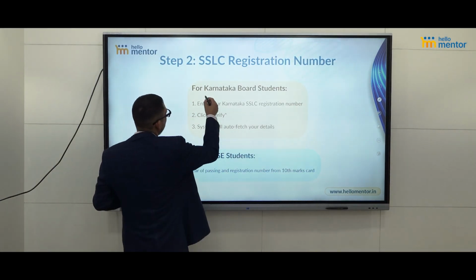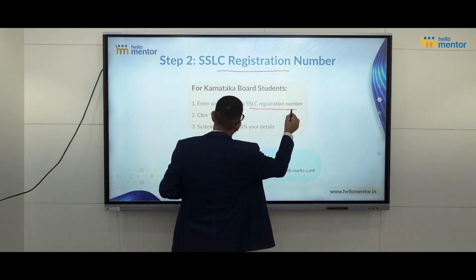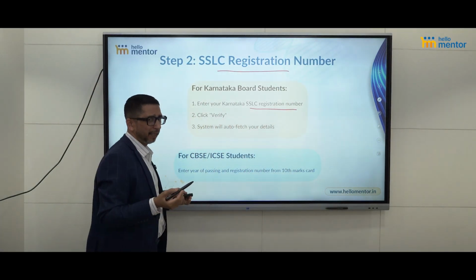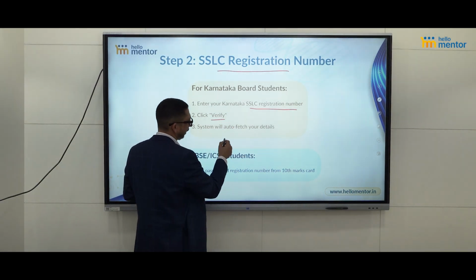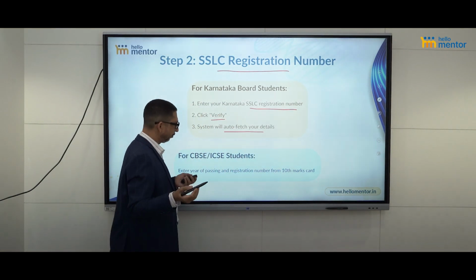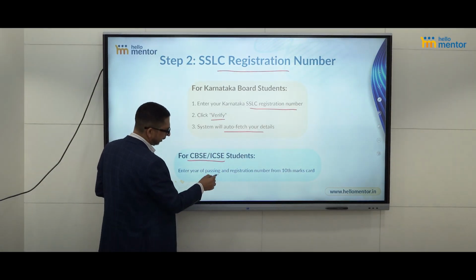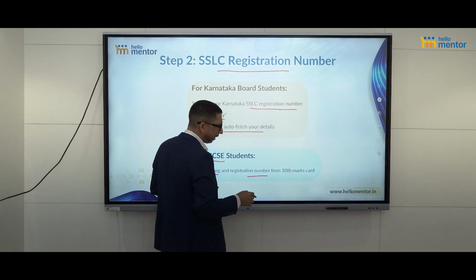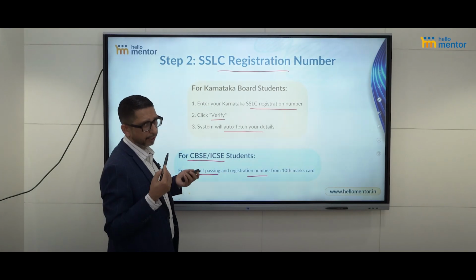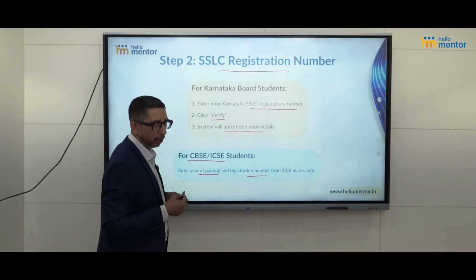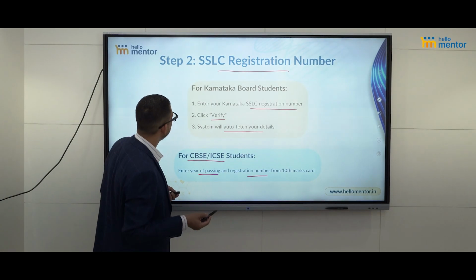Now, step 2 will be SSLC registration number. See, enter your Karnataka SSLC registration number. If you have given that, they will fetch the entire data from the background itself. You click on verification, they will verify the data, auto fetching your details, and then you can download your form. If you are from CBSE, ICSE, then just enter your passing registration number. And if you want documents to be verified, in that case, you just go to the college where you studied from 12th, or you can go to the nearest government PU college and get it verified.